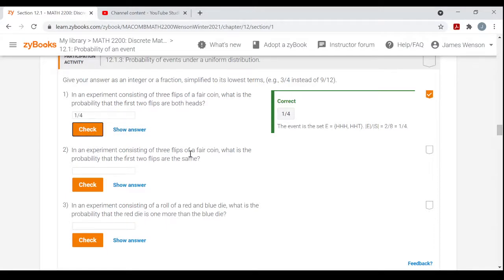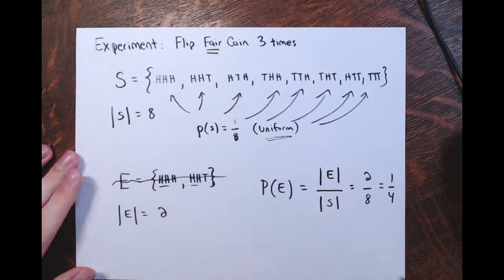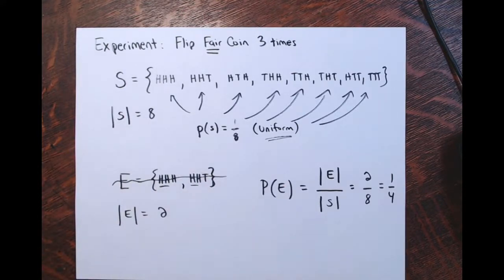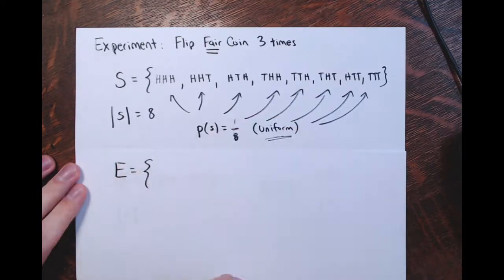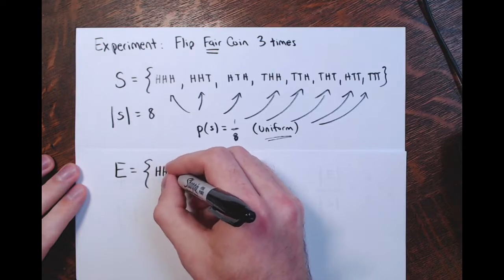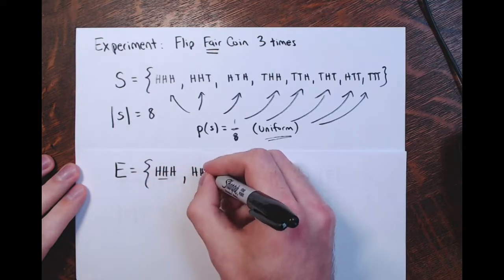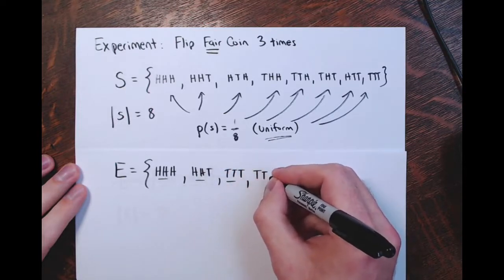All right, so again, 3 flips of a fair coin. What is the probability that the first 2 flips are the same? So now my event, I'll just put up a different piece of paper over this. Now my event, E, just using E for event, where the first 2 flips are the same. First 2 flips are the same there, but also they could be tails. Those are tails, tails, tails and tails, tails, heads.